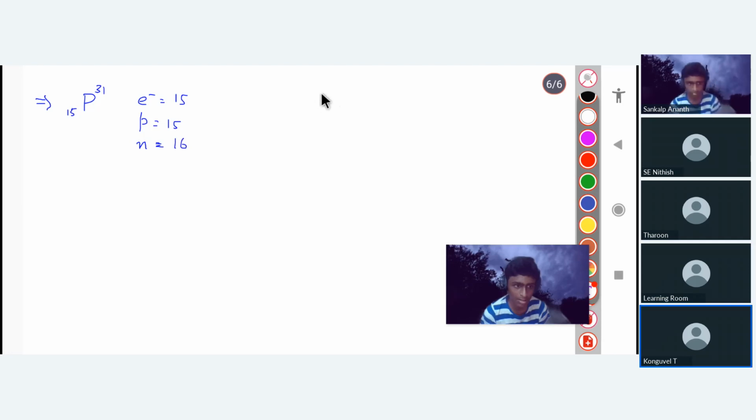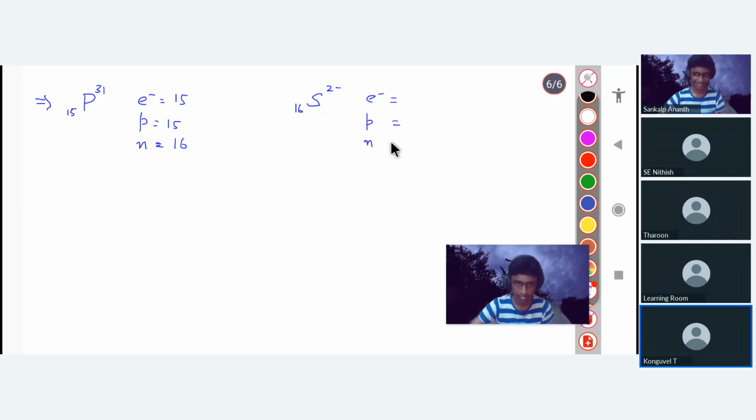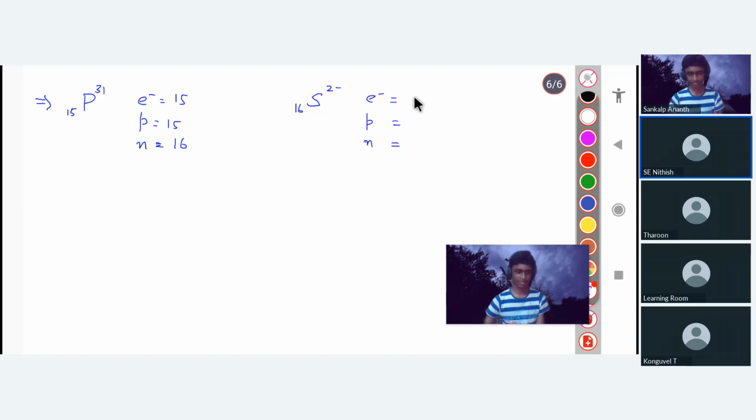Now I will write it by hand first. S raised to 2 negative, sulfur with atomic number 16. Tell me the number of electrons, protons, and neutrons. The number of electrons equals 16. Proton is also 16. Neutron is 16. Electron is also 16. No, electron will be 18.